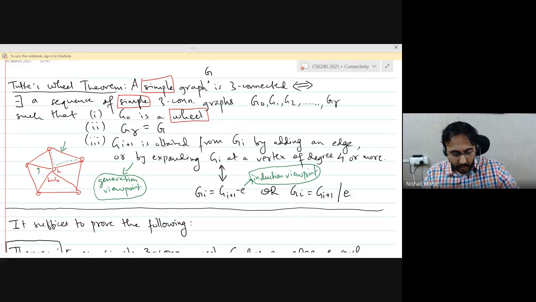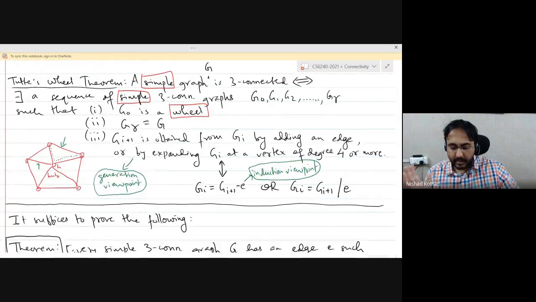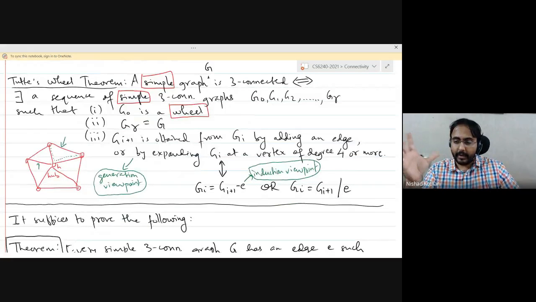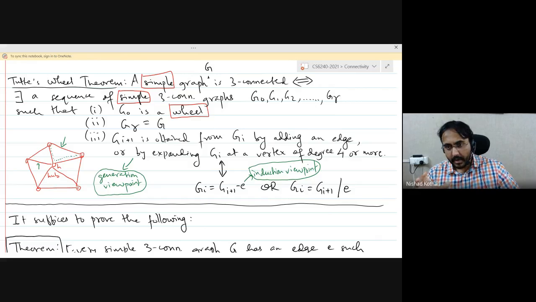Okay, so the two viewpoints are, there's an induction viewpoint where you can take any three connected graph, simple graph, and you either remove an edge or contract an edge, and you get a smaller three connected simple graph. Okay, and you can keep doing this until your graph becomes a wheel.